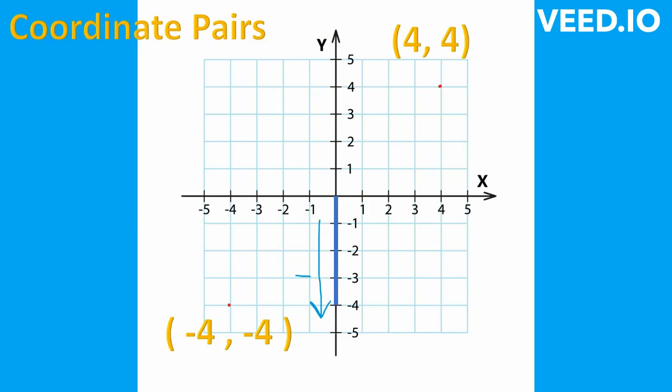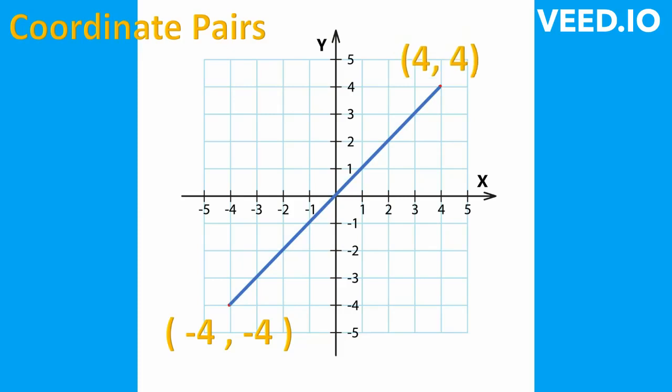We have 2 points here. Let's try to connect them. Here is a straight line formed with these 2 points, the straight line passing through the origin.